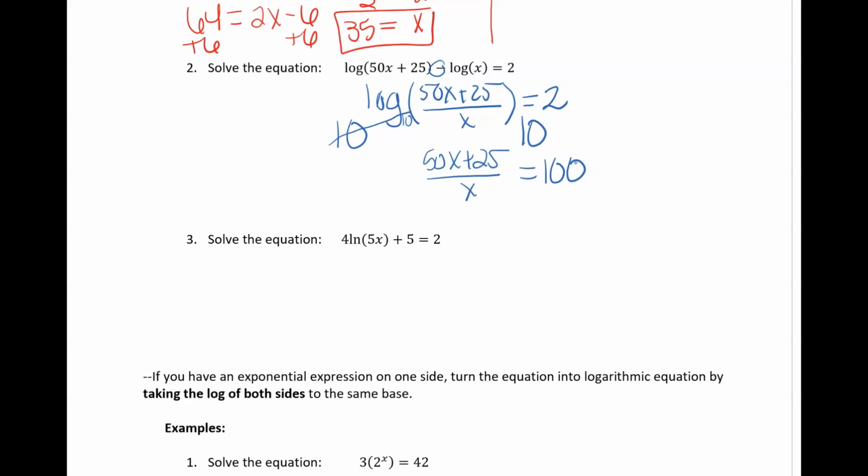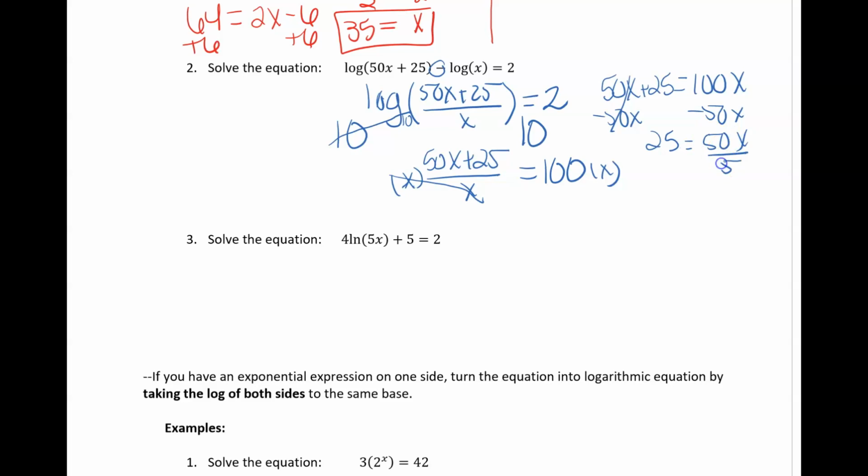So in order to get rid of division by x, I would multiply both sides by x. So that gives me that cancel. So I'm left with 50x plus 25 equal to 100x. And I just got to combine like terms and solve. So subtract 50x. I get 25 equal to 50x. And divide. So x is equal to 1/2.